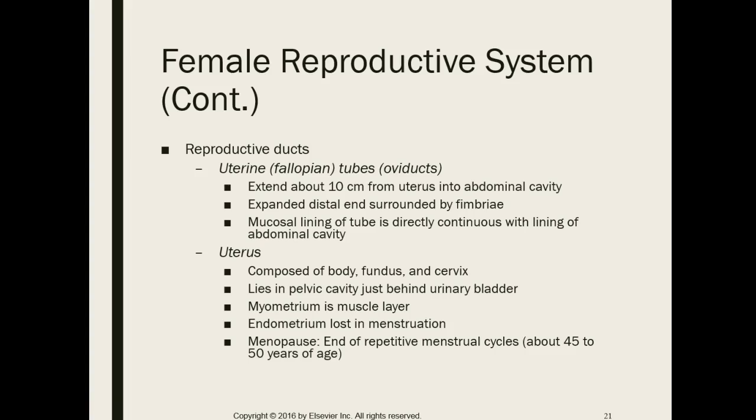And then the uterus itself is going to have a couple of different layers. The myometrium is the muscle layer, and the endometrium is the internal lining of the uterus, and this is that lining, that membrane that is lost during menstruation. So typically about every 28 to 30 days, women will experience their menstrual cycle. That occurs up until about 45 to 50 years of age, and then menopause will take place, and that is the end of the menstrual cycles.